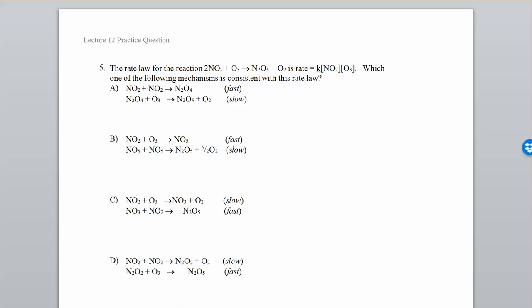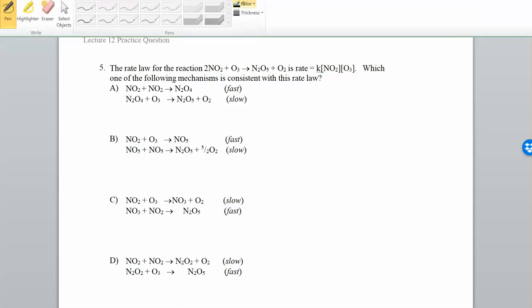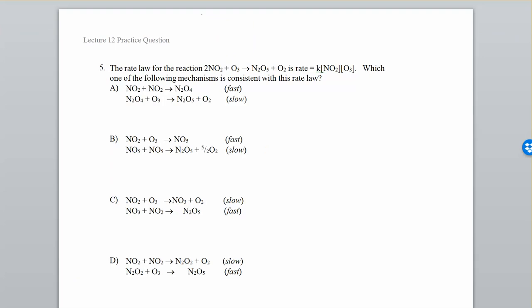Hello everyone, this is Dr. Chen. In this video, we're going to go through the following chemical kinetics question. More specifically, which of the following reaction mechanisms A, B, C, or D is consistent with the rate law?